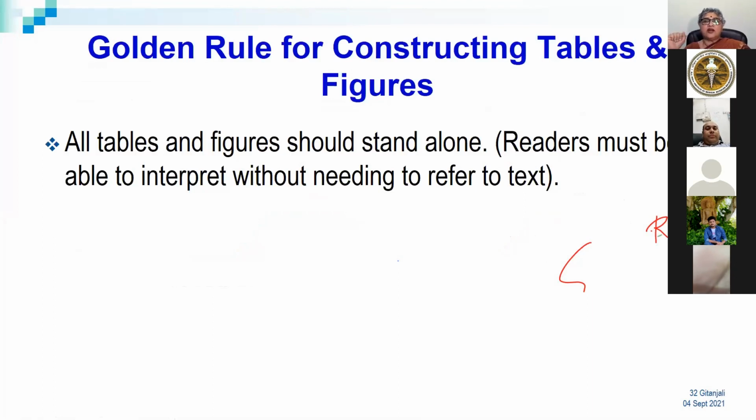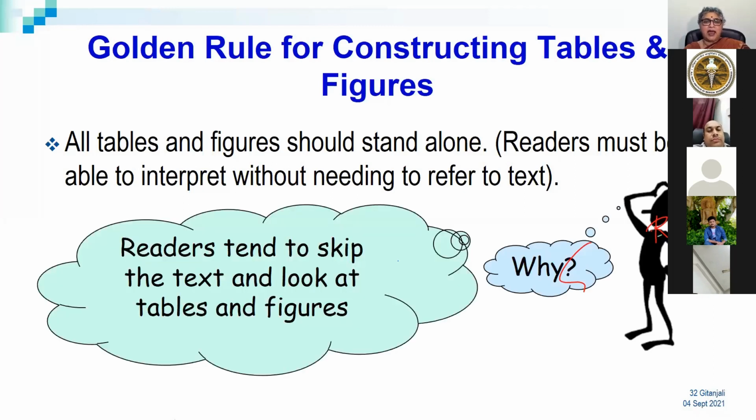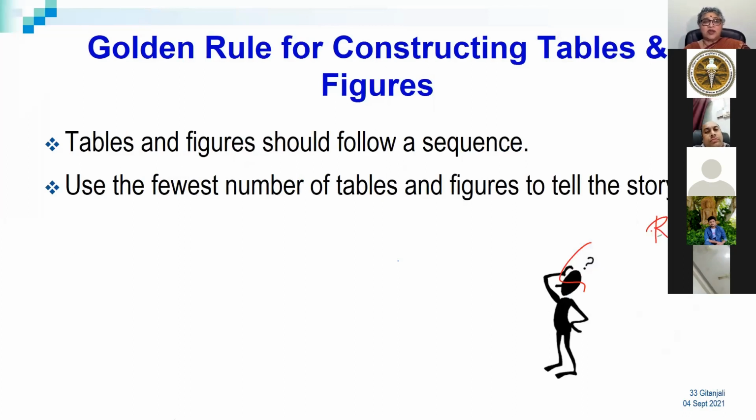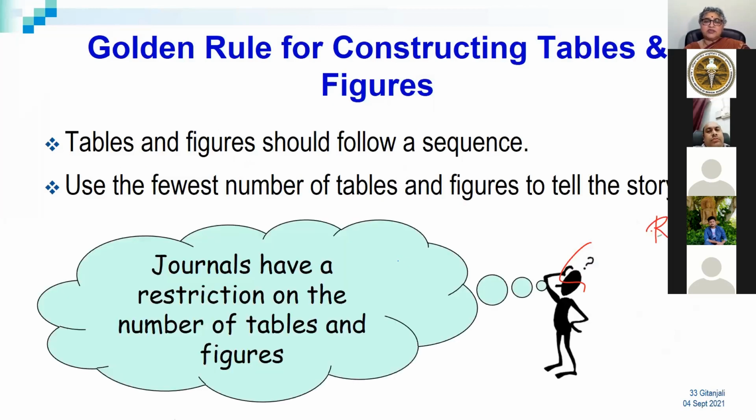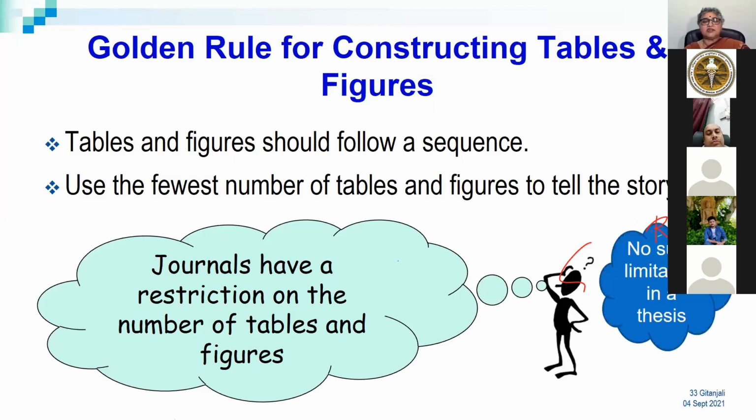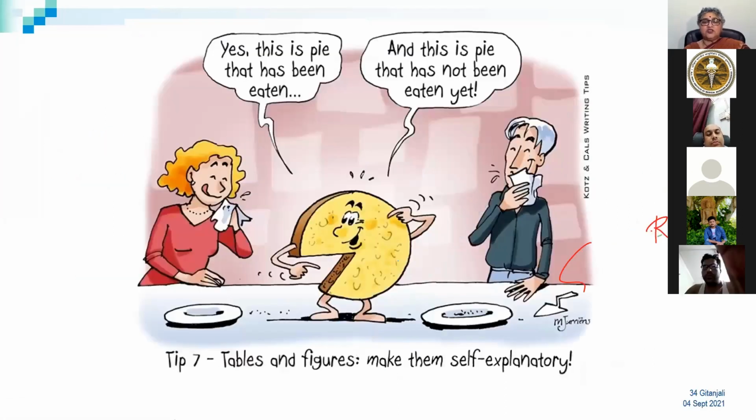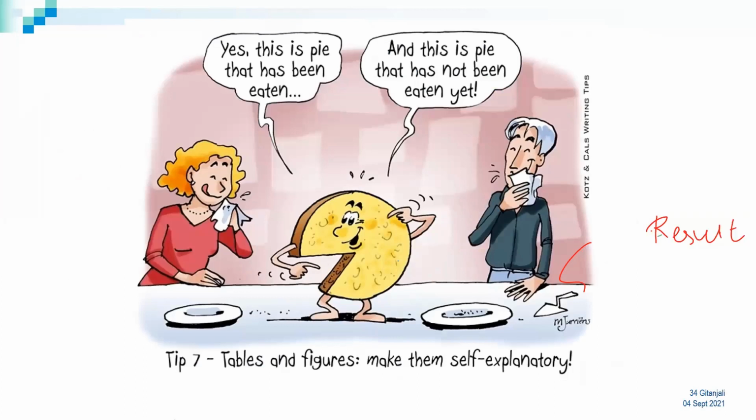So the golden rule for constructing tables and figures is that all tables and figures should stand alone, right? Because you need to be able to interpret them. And generally we tend to skip the text and look at the tables and figures. That is why they should stand alone. And then these should follow a sequence. Use the fewest number of tables and figures to tell the story. Journals have a restriction on tables and figures. In a thesis, there is no limitation, so you can go ahead and write as much as you want. Tables and figures are expected to be self-explanatory.